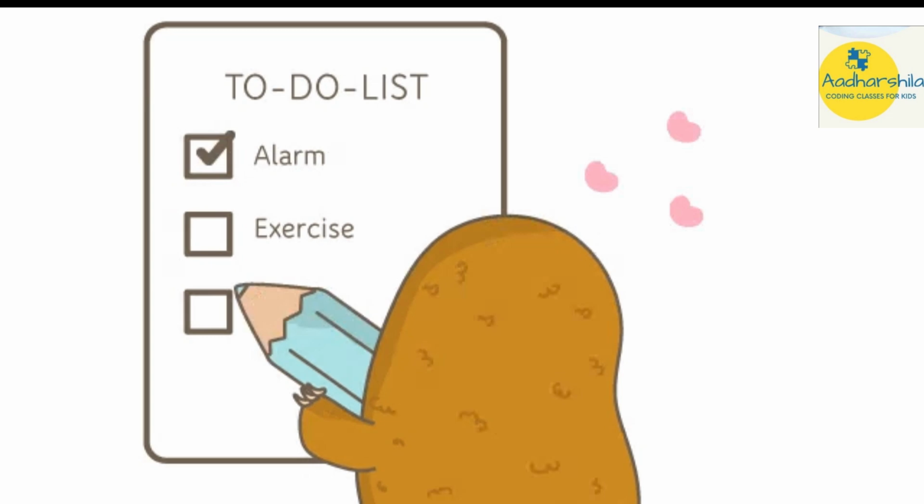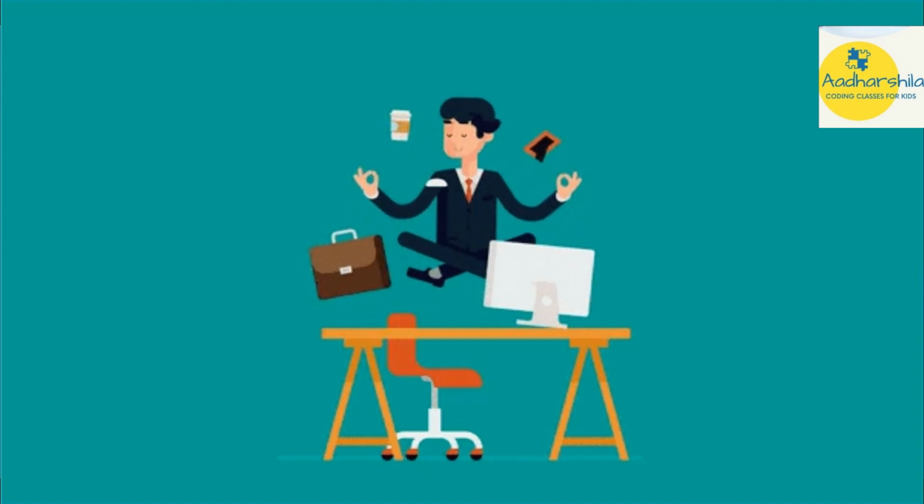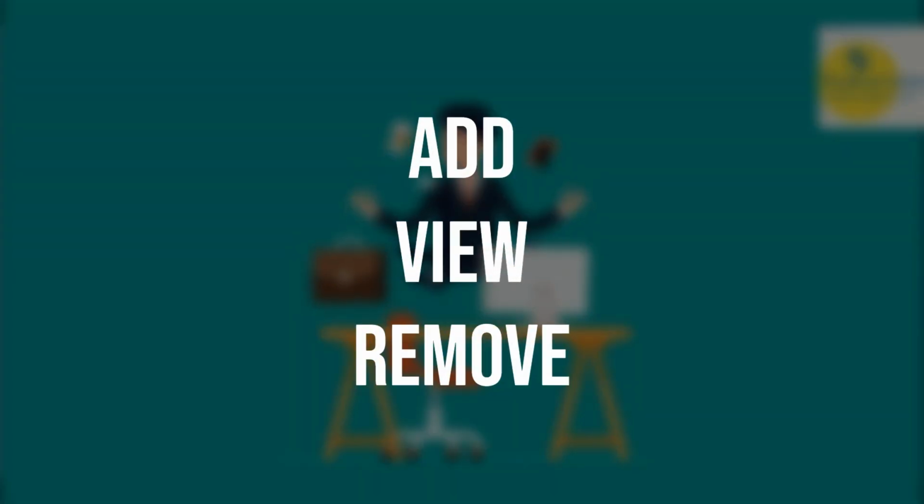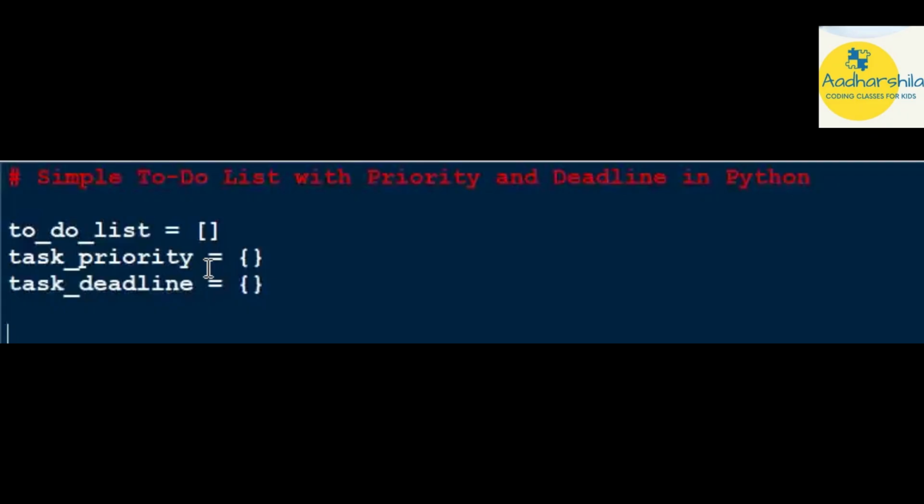Today we are going to build a simple to-do list application in Python. This program will help you manage your tasks by allowing you to add, view and remove tasks with priority and deadline. We will start by initializing our list and dictionaries to store tasks, their priorities and deadline.